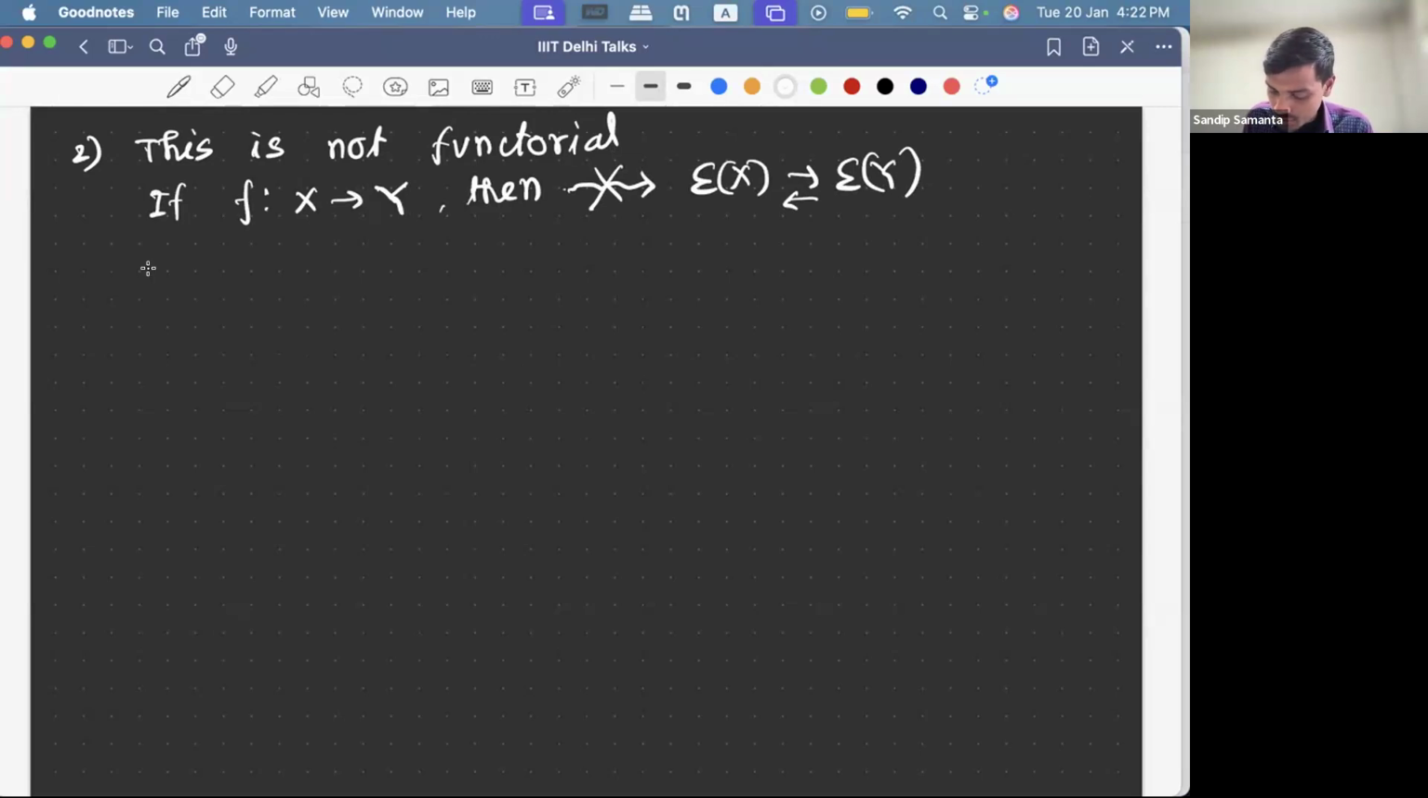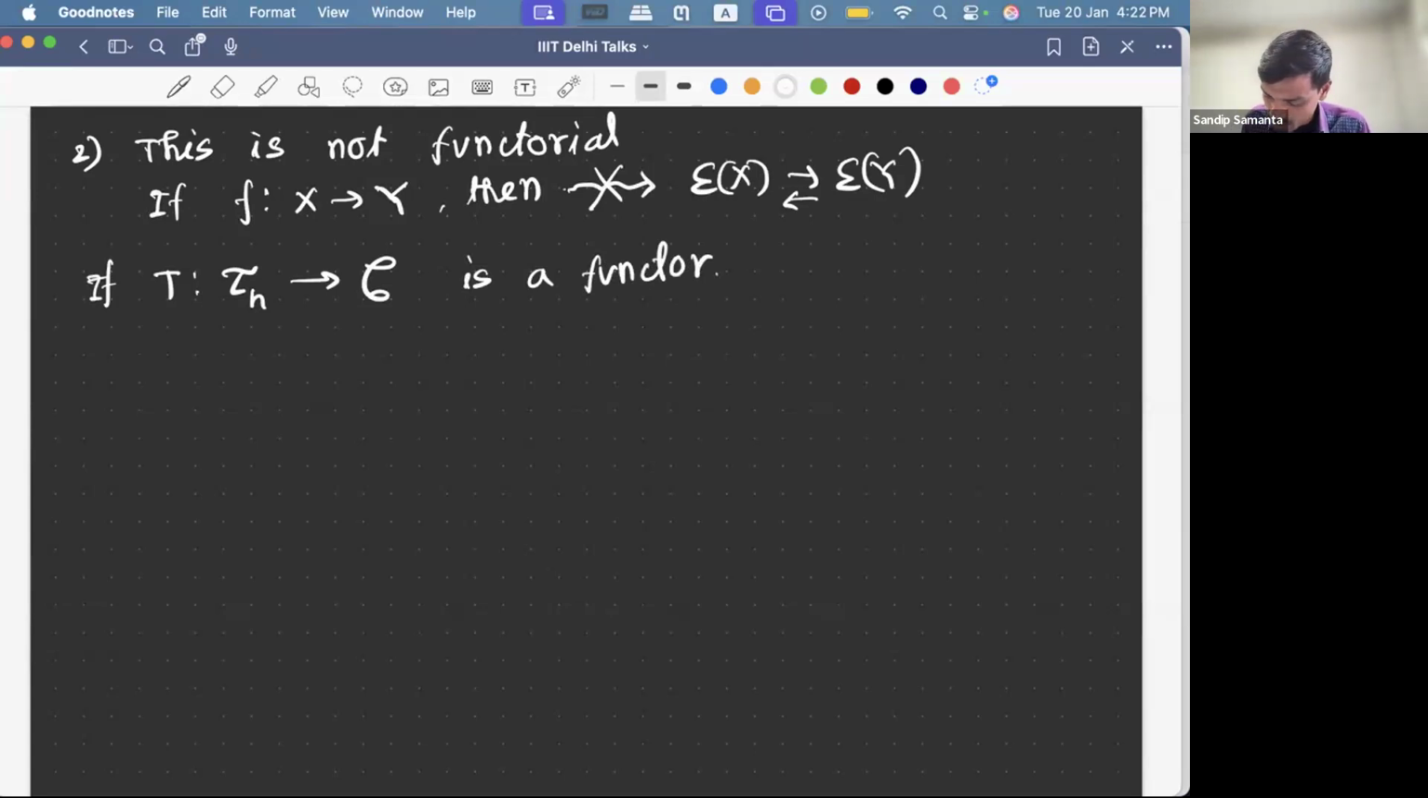Like instead, if we have a functor T, let's say, from our category to any category, then we have a map between these things.